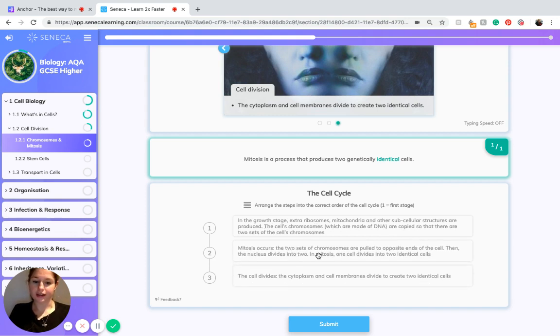Then mitosis occurs, where the two sets of chromosomes, which are identical, are pulled to opposite ends of the cell. Then the nucleus divides into two. In mitosis, one cell divides into two identical cells. And then the final stage is the cell dividing. The cytoplasm and the cell membranes divide to create two identical cells.